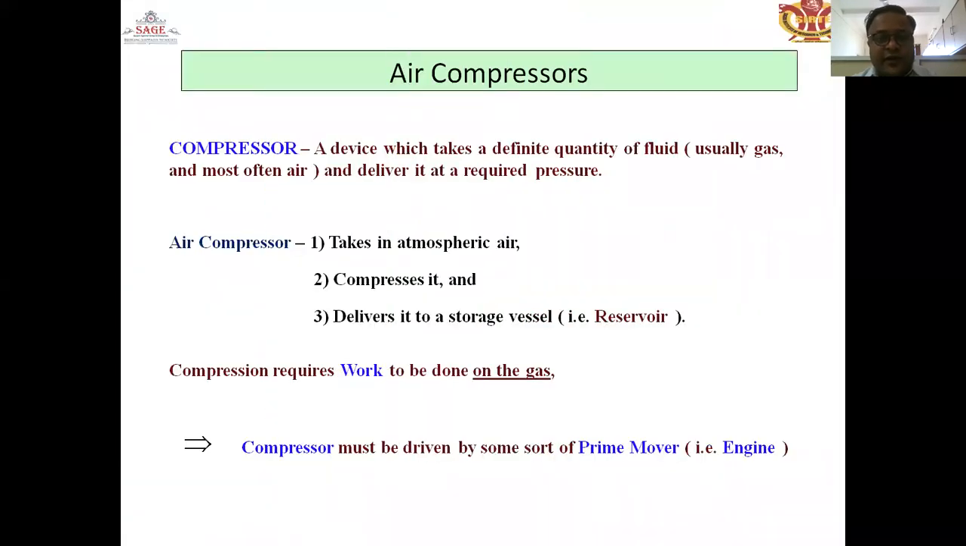In the previous class we already discussed the basic fundamentals of the compressor. The compressor is a device which takes a definite quantity of fluid, usually gas and most often air. If it uses gas, it is called a gas compressor. If it uses air, it is an air compressor, and it delivers the fluid at a required pressure. After compression, it will be discharged at the required pressure. The air compressor basically functions by taking in atmospheric air. This is the first process. Second is compressing it, and third is the delivery to the storage vessel. This is the third part of the air compressor process.